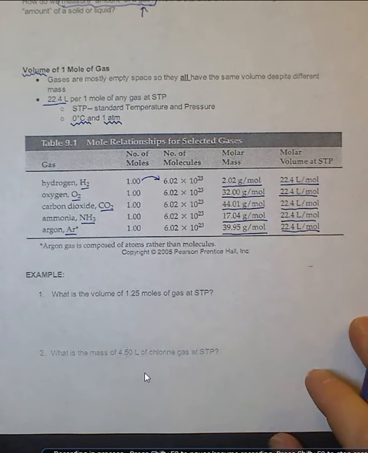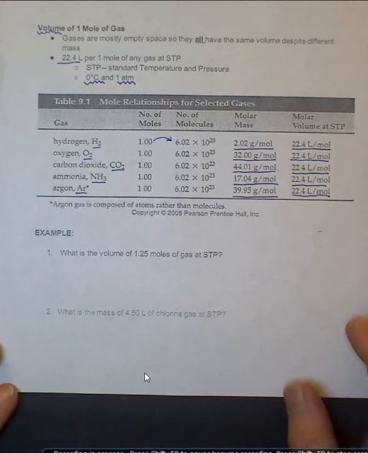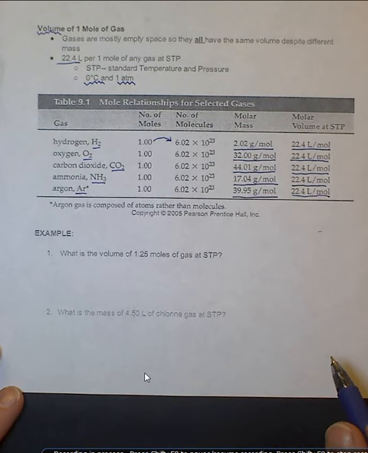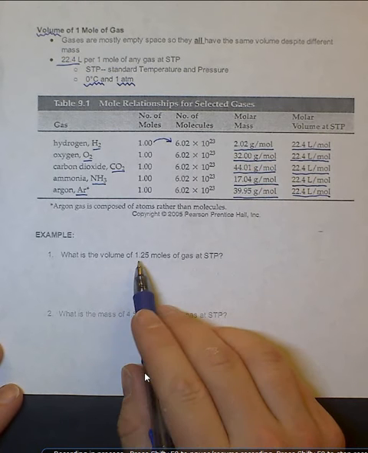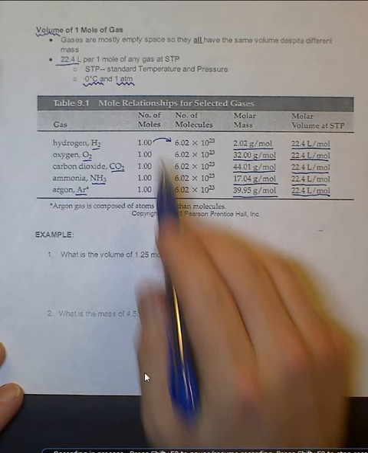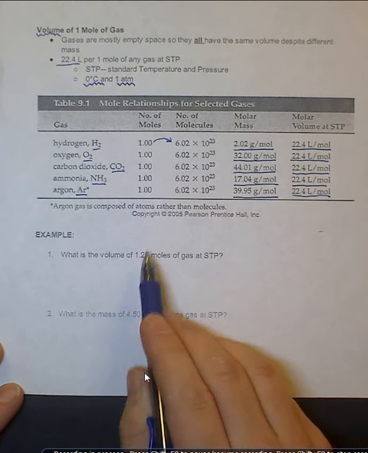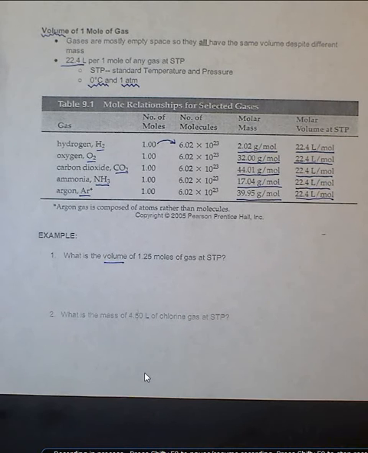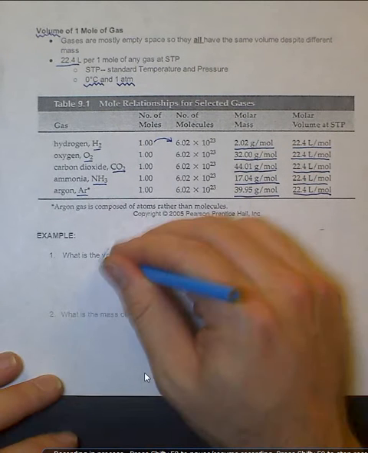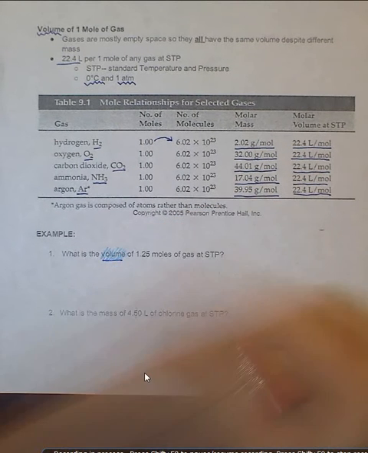So let's do 1 or 2 of our example problems. What's the volume of 1.25 moles of gas at standard temperature and pressure? Okay, this is just notes right now. We have not 1 mole, but 1.25 moles. We want to know what our volume is. Same thing for color coding. We're looking for volume, and we're given moles.